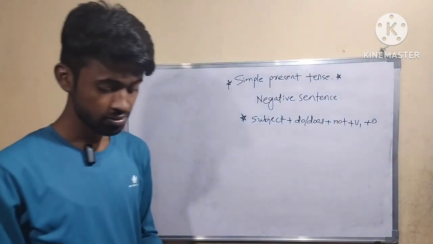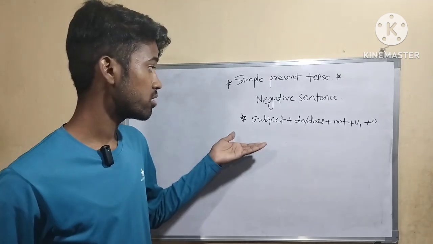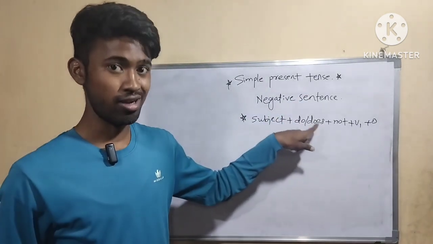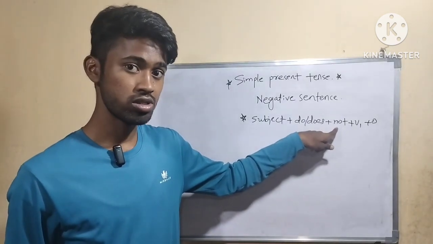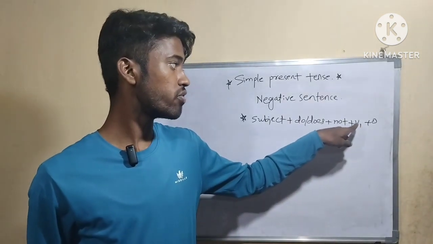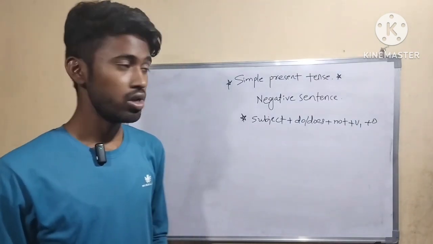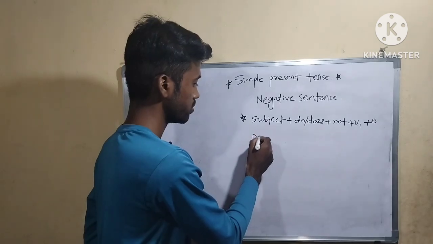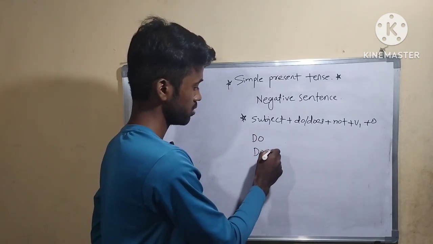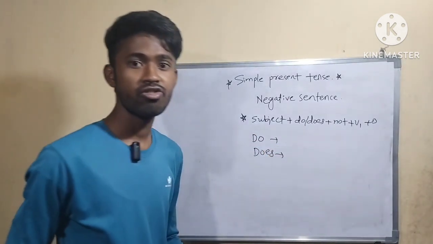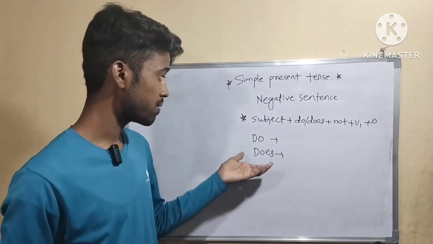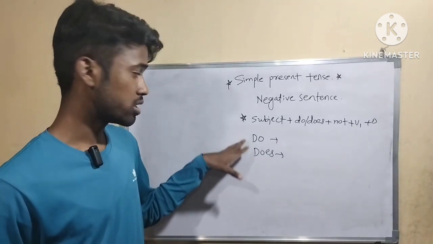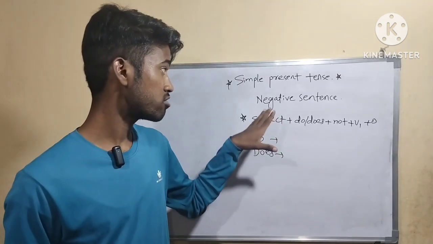So this is the structure of a negative sentence in simple present tense. Subject, you know. Do and does, right? Not, you know, is the negative word. After that, the first form of verb, and after that, the object. Now, let's talk about do and does. In the first video, we discussed that these are helping verbs, right? These are the do forms, primary helping verbs. So here we are using these helping verbs in negative sentences.